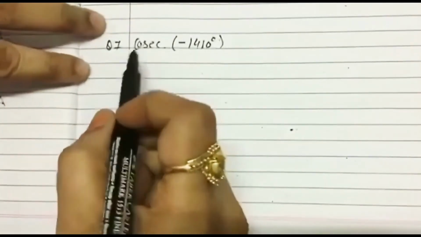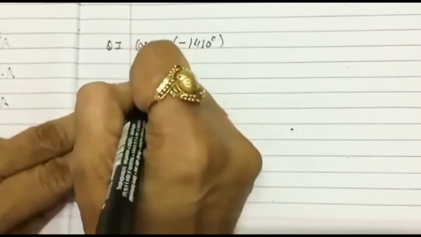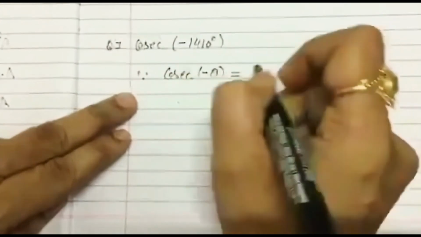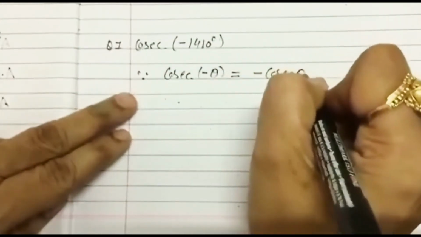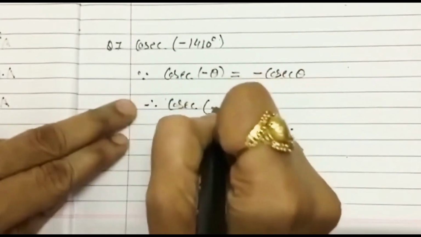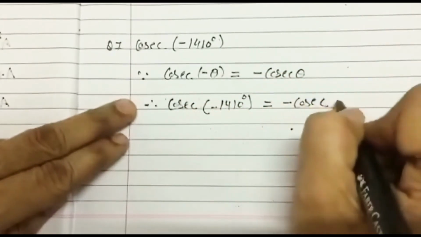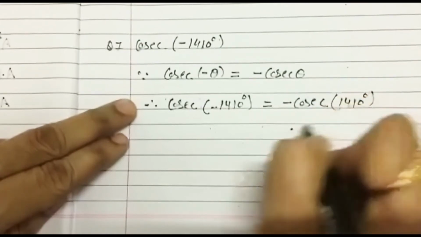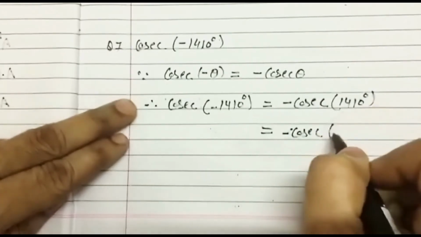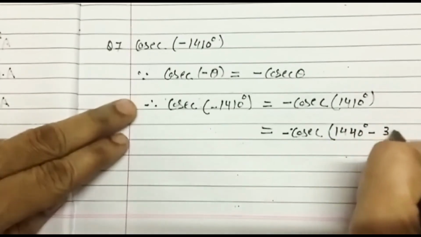Next question, question number 7, cosec minus 1410 degree. First of all, cosec minus theta is minus cosec theta. So cosec minus 1410 degree becomes minus cosec 1410 degree. Now convert it into an acute angle. You can write it as 1440 degree minus 30 degree.